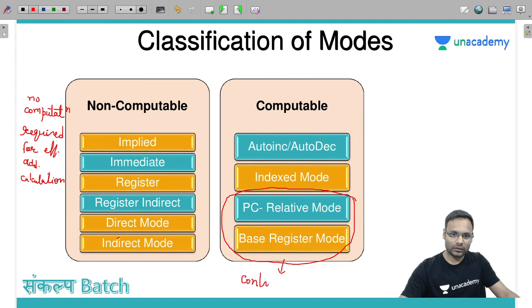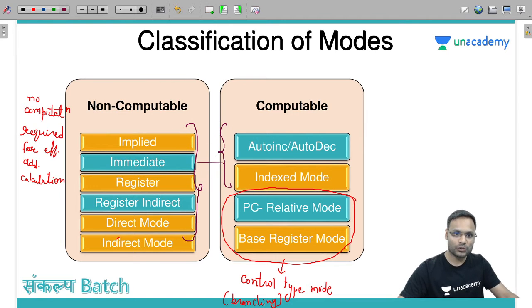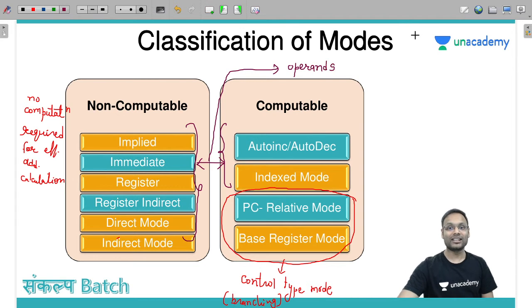Control type mode. Control type mode means these will be used for branching. And remaining all will be giving you what? Data. Remaining all will be used to give you the data address. All these will be used for operand access. These all will give you the operand address.